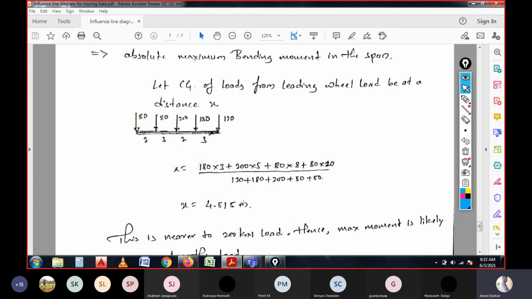So once you do that, 4.515 meter is the total CG of the load, which is considered from here. 4.515 is lying here, which is crossing the center distance, so it is nearer to the load of 200 kilonewton, which is the maximum load. Since this distance is near to 200 kilonewton, the maximum moment is likely to occur with this load.